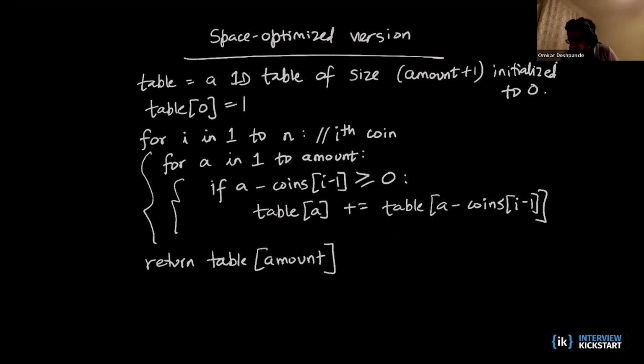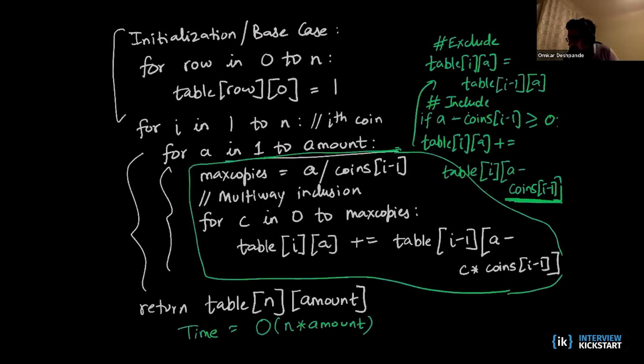So space used therefore is just order amount. The time is same as before, order n times amount.